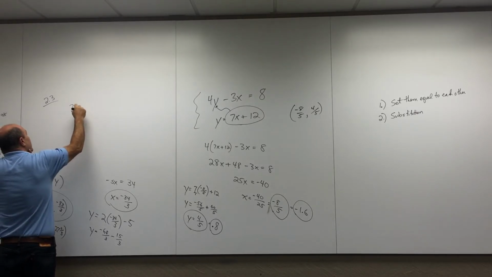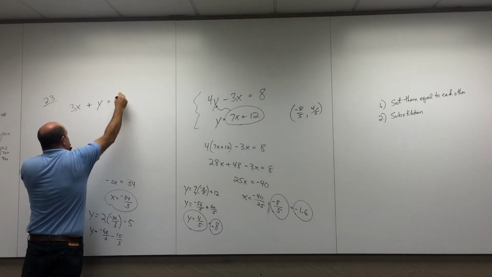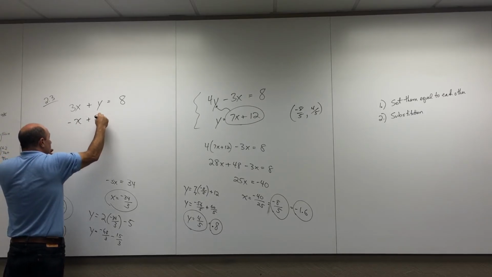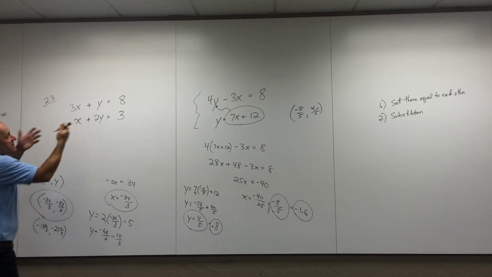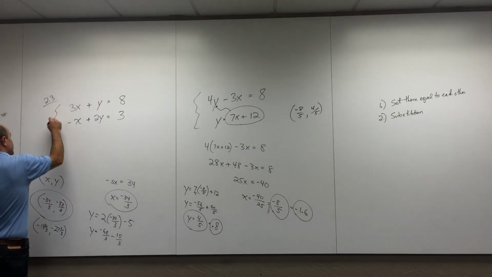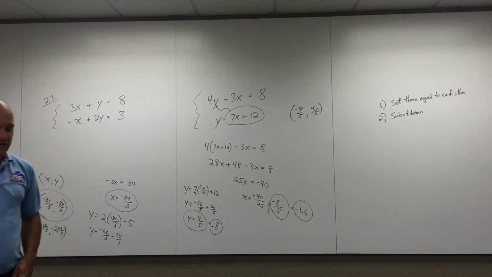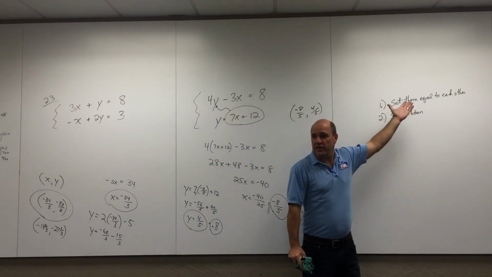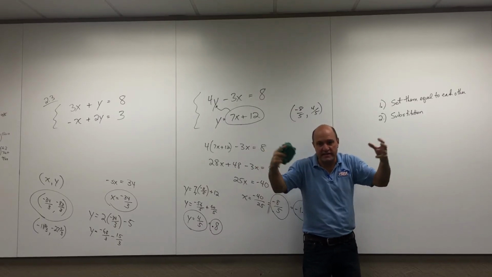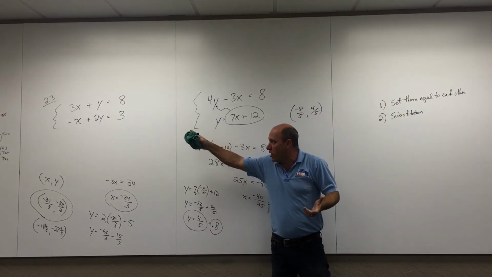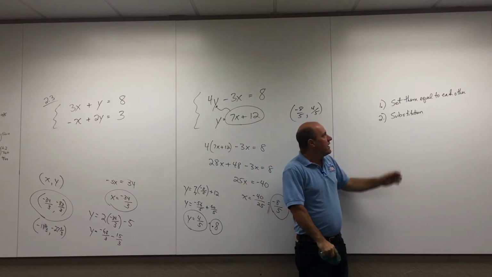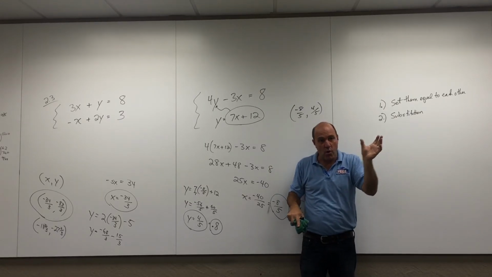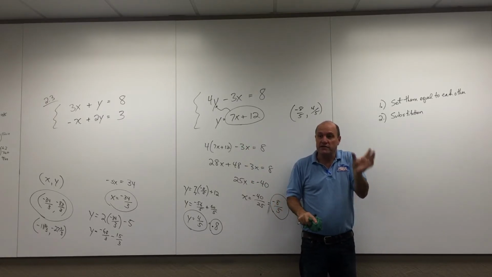Look at this. 3x plus y equals 8, negative x plus 2y equals 3. So here's another system of two equations, two variables. Solve this system of equations, please. I can still do these methods. In order to set them equal to each other, I need y by itself. It would take a little work, but I could do that. I could also solve just one of them for y, or x by the way, and substitute it into the other equation. That would be substitution.